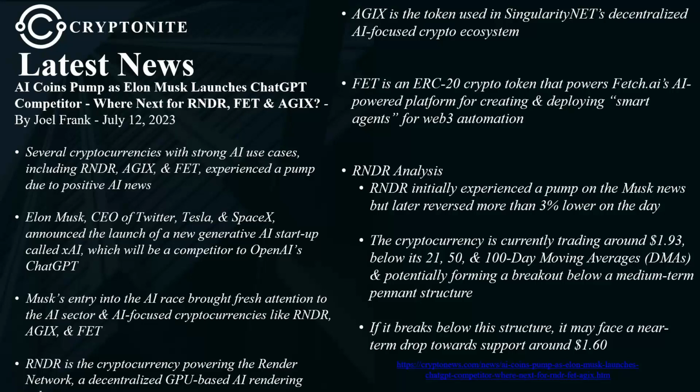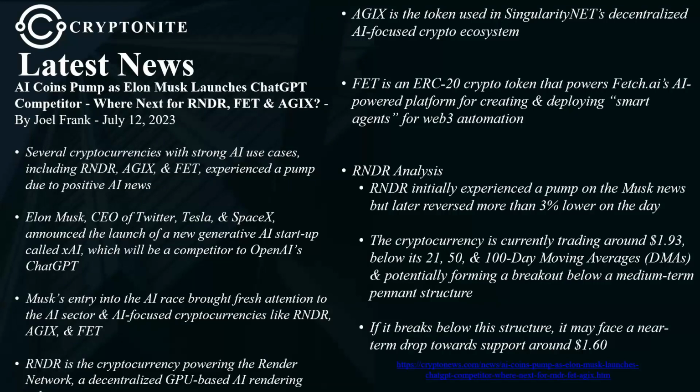AGIX is the token used in Singularity's decentralized AI-focused crypto ecosystem. FET is an ERC20 crypto token that powers Fetch AI's platform for creating and deploying smart agents for Web3 automation. The Render analysis. So Render initially experienced a pump when the Musk news broke, but later reversed more than 3% lower on the day.